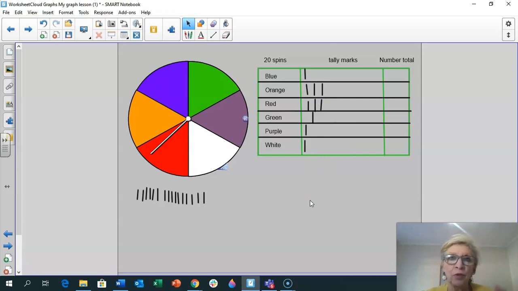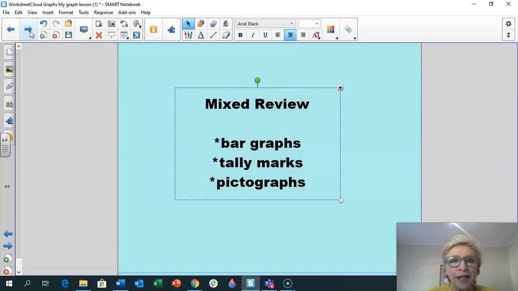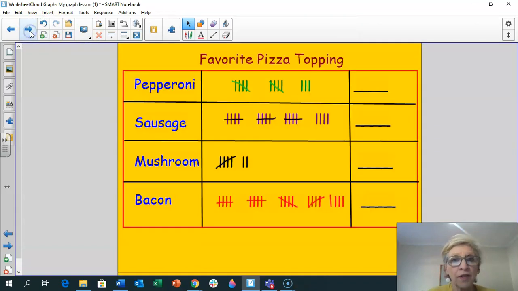right, you're going to spin your little spinner 10 times or 20 spins. Out of 20 spins, how many does each one get? I'm not going to go and do all of them because we need to get on with the lesson, but that gives you the idea. Right, now we're going to look at bar graphs, tally marks, and pictographs as well.